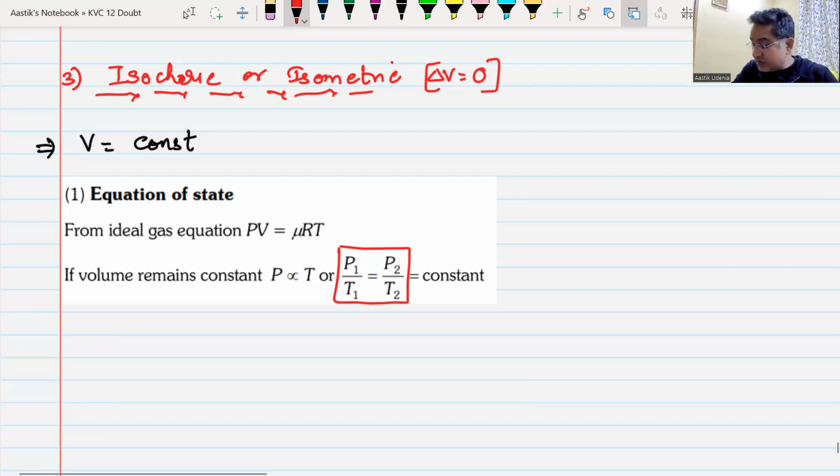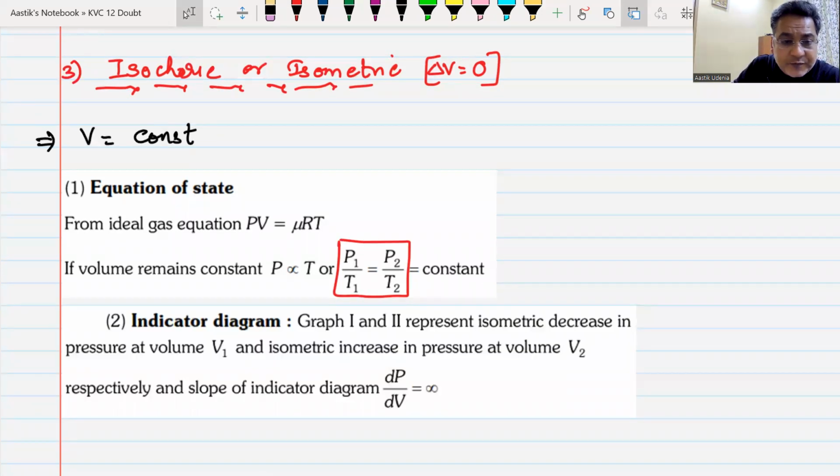The second thing that you must understand is the indicator diagram. Whenever I say indicator diagram, it means the diagram of P versus V. In this case, it would be a straight line which is parallel to the y axis.